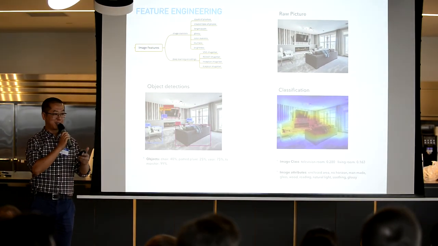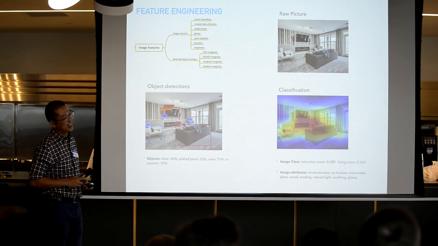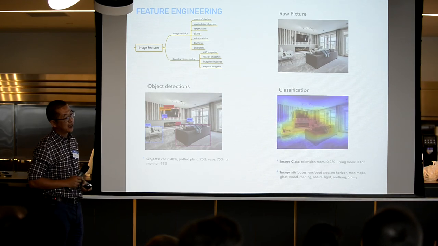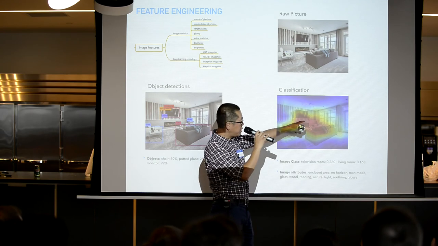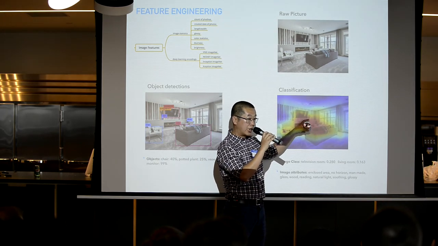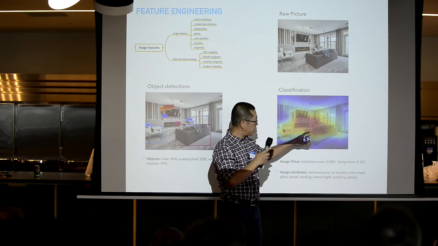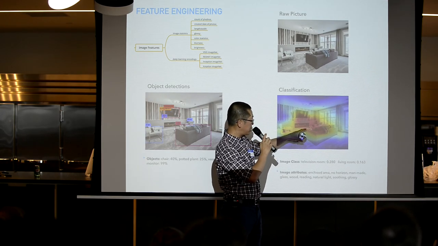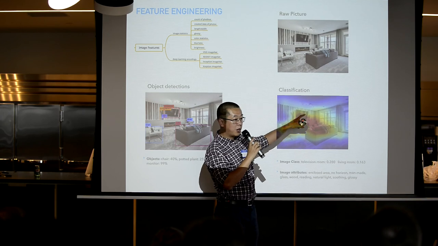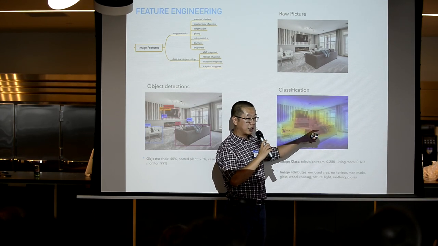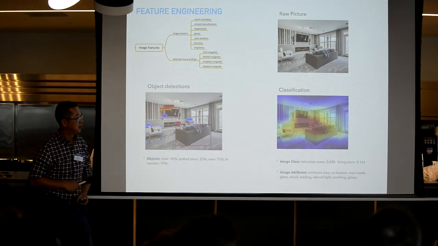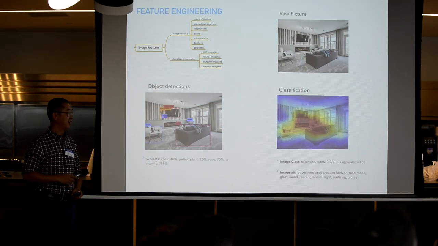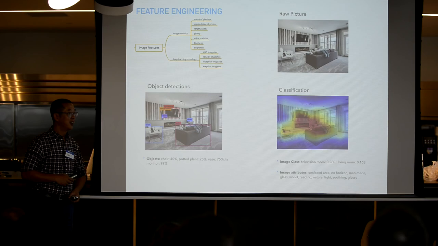One last question. What does the heat map actually tell you, and how do you derive it? This heat map shows which area is of interest in terms of the classification. It was extracted from one of the layers of the deep neural network. Oh, okay. Thank you so much.